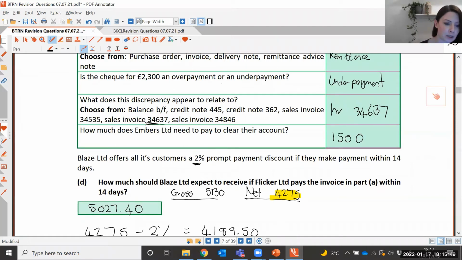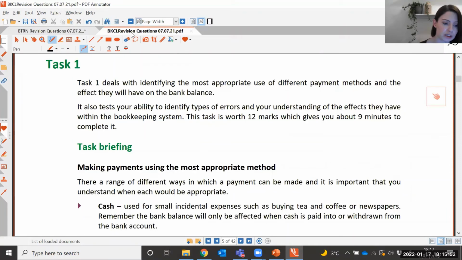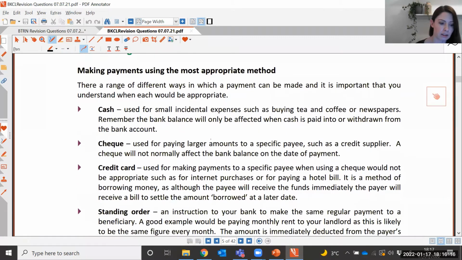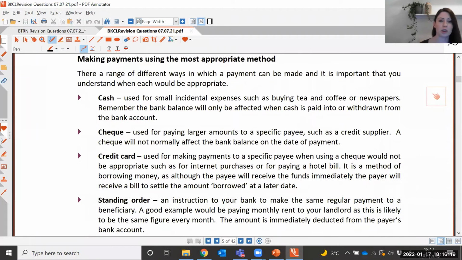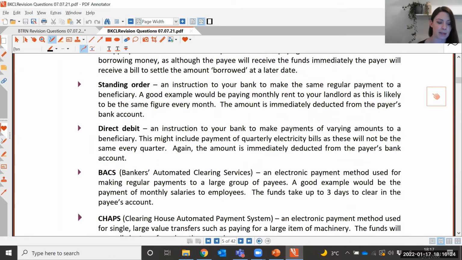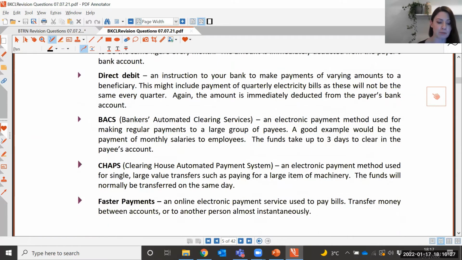Good. Okay, so we're going to move on now to bookkeeping controls. So first of all, we're going to have a little look at the different payment methods, and then we're going to go on and have a little look at the different types of errors and which errors cause the trial balance to imbalance and which ones don't affect it. So there's lots of different payment methods. I'm sure you're already aware of these. So we've got cash, cheque, credit card, standing order, direct debit, BACS, CHAPS and faster payments.